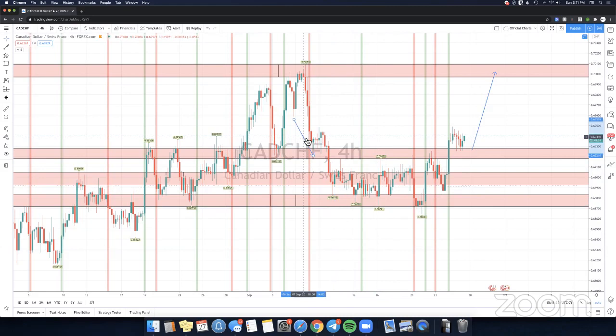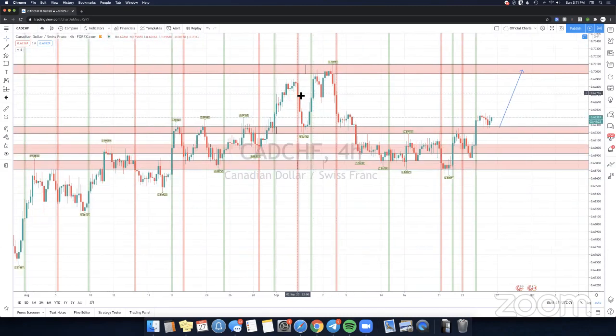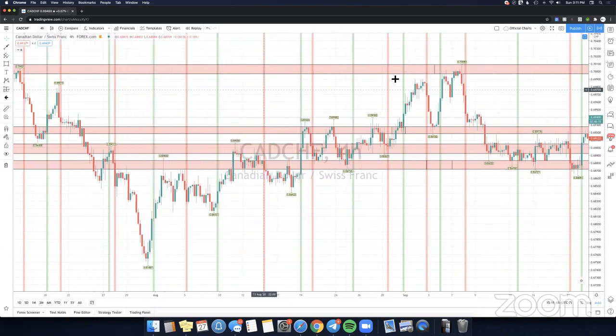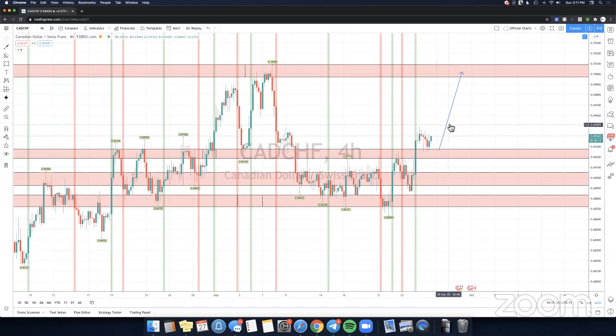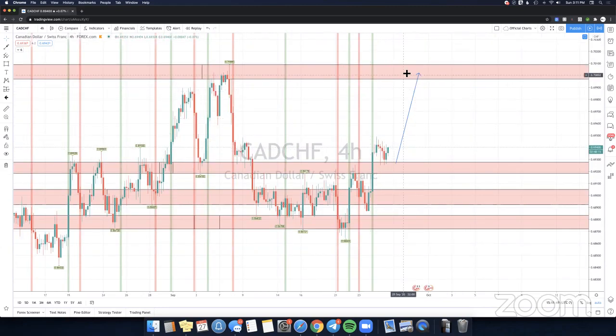So, there's just an example here showing you guys that what I anticipate to happen here has already happened in the past, and it happens time and time again. So this is probably what's going to happen here. Price is probably going to come up and test this zone.